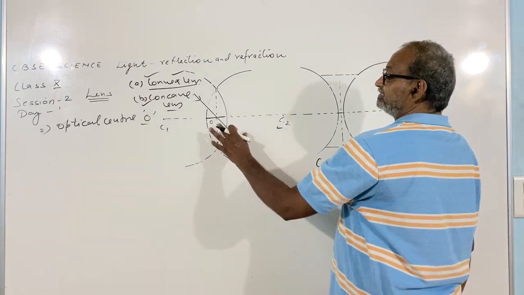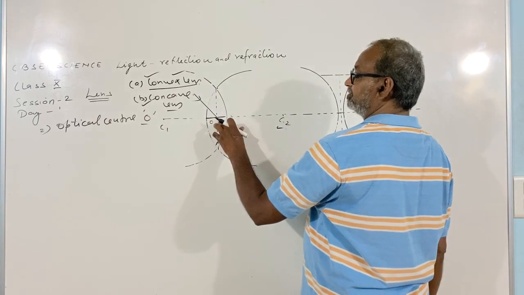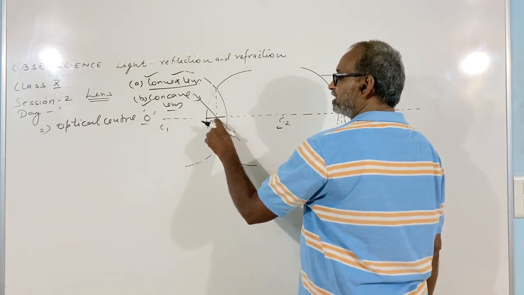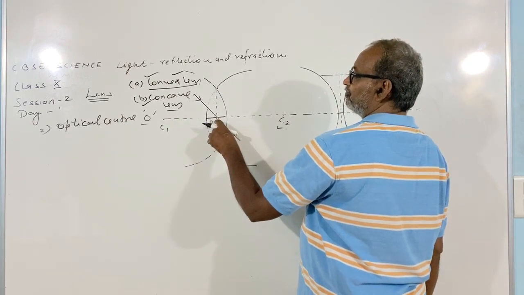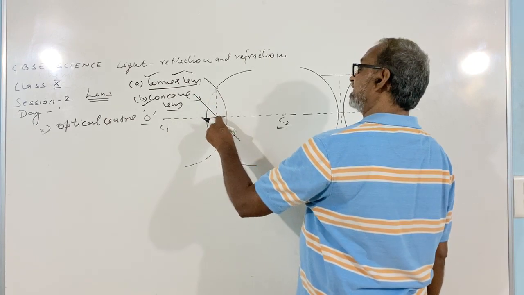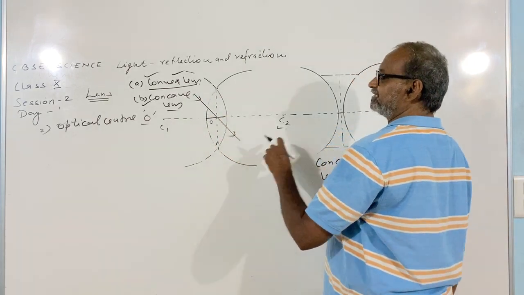Now, optical center is a point within the lens on the principal axis from where a ray of light passes undeviated.